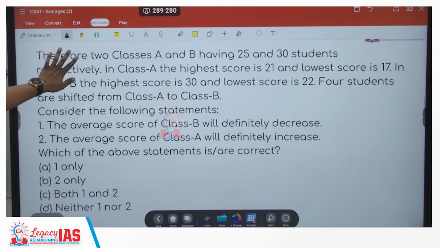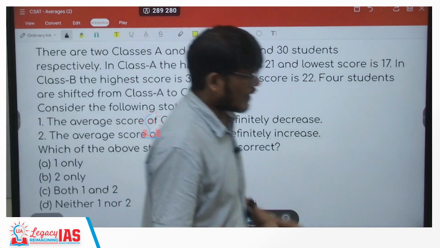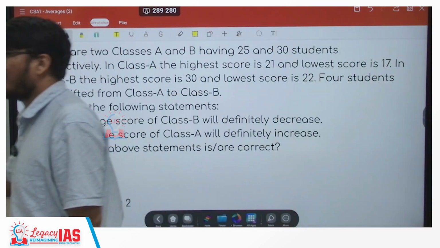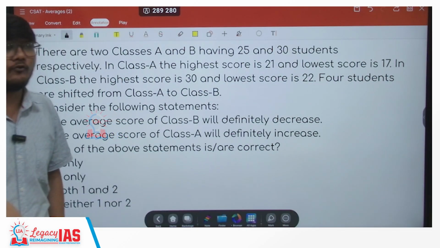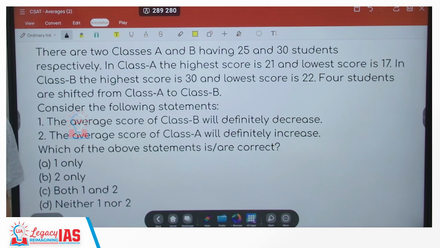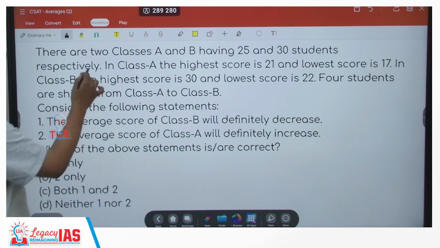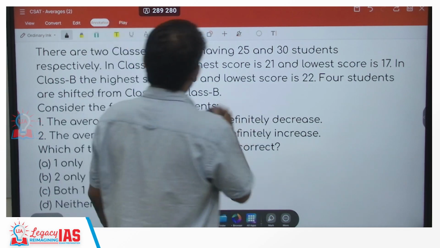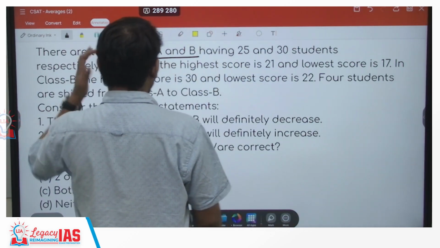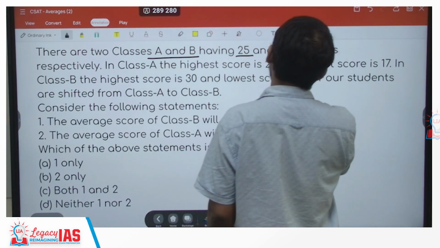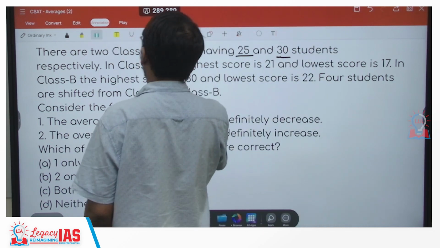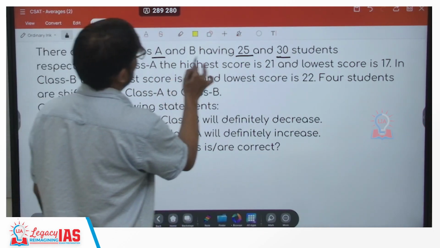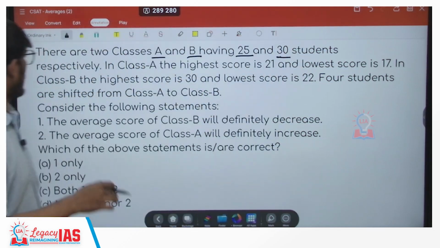Now, let's move on to the second question. Generally, in different kinds of topics, you may come across a logical reasoning question, in the sense that you may not even be required to solve it to get the answer, just by logic. Let us see how. There are two classes A and B, having 25 and 30 students respectively. That means class A has 25 students, class B has 30 students.